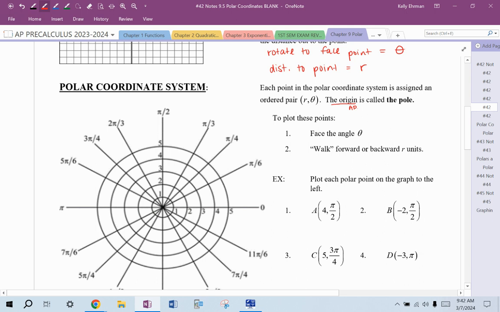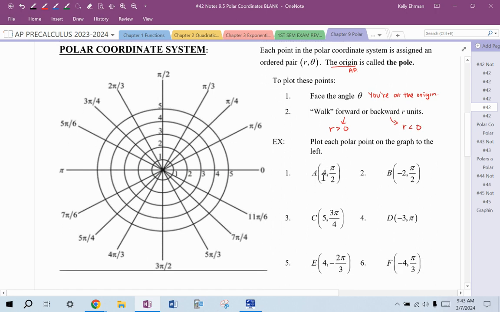All right, so to plot these points, imagine you're standing on the origin. You face the angle from where you are at the origin, face the angle first, and then you walk forward or backwards. So forward if r is positive, and you're going to be walking backward if r is negative. So let's practice this. We're used to looking at coordinates as use the first number first and then move the second number, but we're going in reverse here. So begin with the angle.